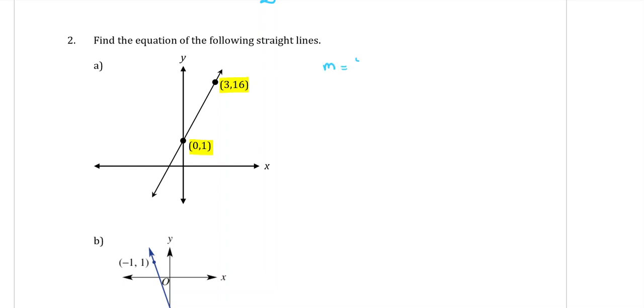The gradient is y2 take y1 over x2 take x1. You could make a triangle and do a rise over run if you'd like. I'm going to call this x1, y1, x2, y2, and sub in. So y2 is 1 minus y1, which is 16, over x2, which is 0, minus x1, which is 3. So that makes negative 15 over negative 3, so that comes out as m equals 5.